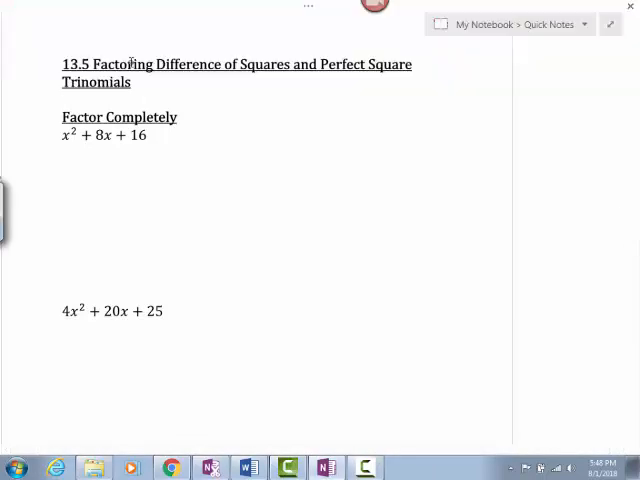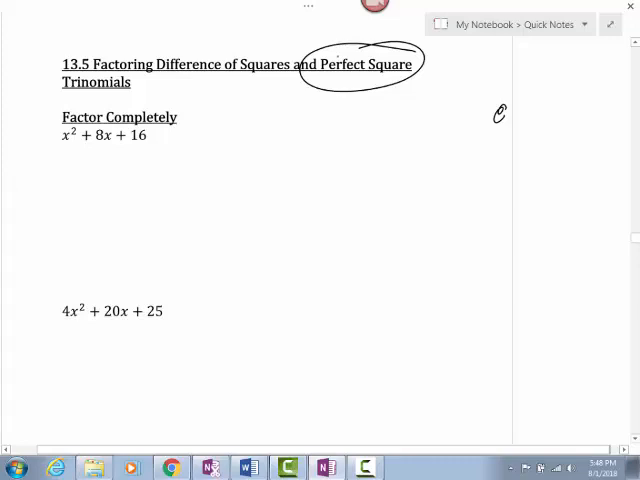All right, so 15.5 talks about factoring the difference of squares and perfect square trinomials. We're first going to talk about perfect square trinomials, okay? This is just sort of going to be a coincidence in how we write our answer. We're going to do the same thing that we've done before, so we're going to factor by grouping just like we've always done.